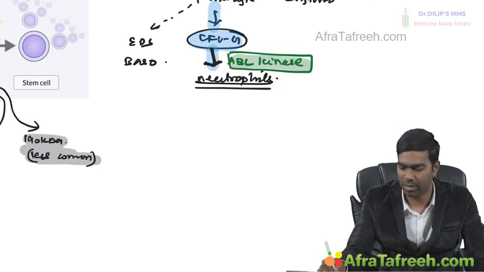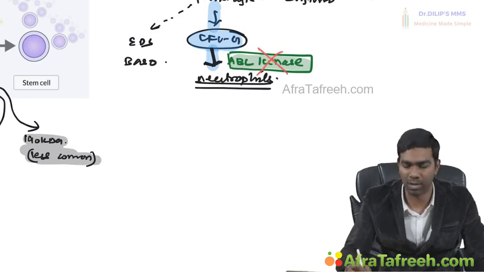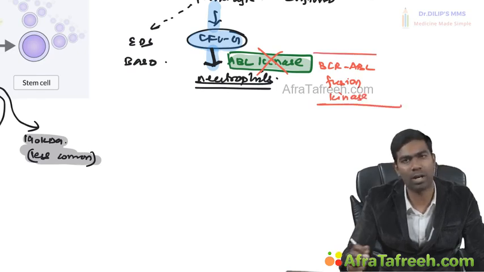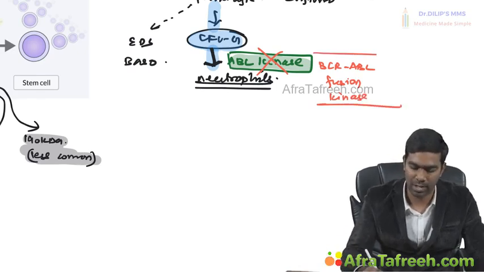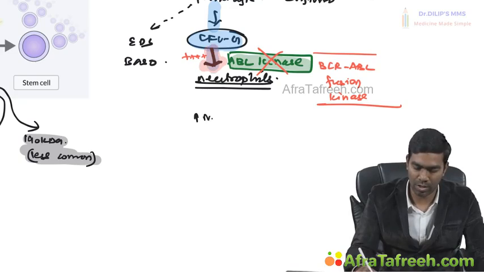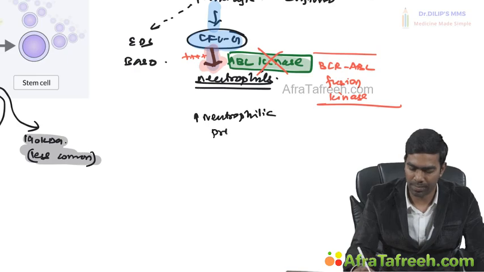So what is going to happen is now this is no longer an ABL kinase. Now it's going to become a BCR-ABL fusion kinase. This is a new kinase, and it is more aggressive than the ABL kinase, and it is going to stimulate the CFU-G more and more to differentiate into neutrophilic precursors and neutrophils. The result, you are going to get a lot of excessive neutrophilic precursors and neutrophils.